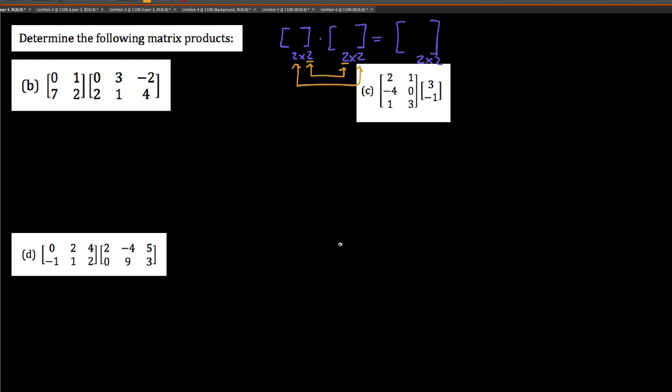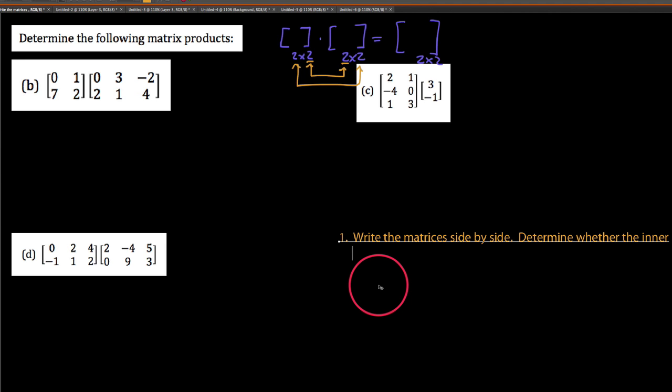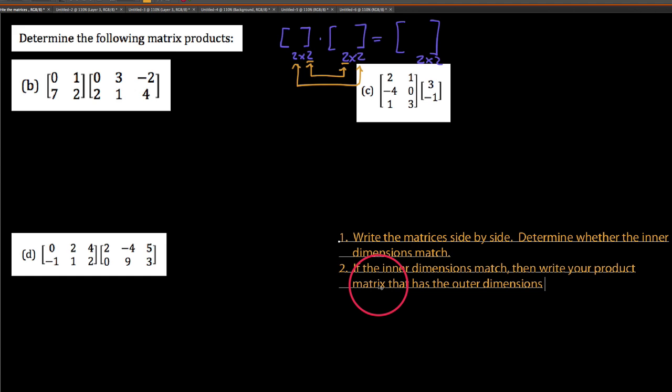So let's see if I can get this to show up here. Try again. 1, write the matrices side by side, and then determine whether the inner dimensions match. Remember, matrix multiplication is only defined if the inner dimensions match. And if the inner dimensions match, then write your product matrix that has the outer dimensions as its order. So we're just going to start with these two steps right here.